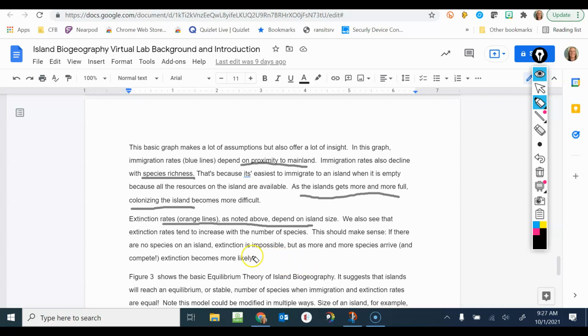If there are no species on an island, extinction is impossible. But as more and more species arrive, extinction becomes more and more likely. So that would be a very, very bad situation. All right. For the species involved, of course.